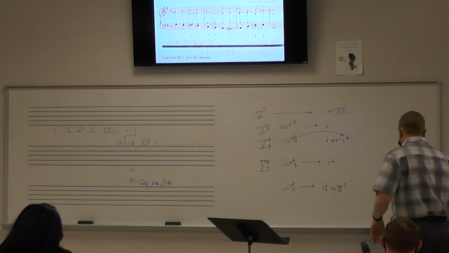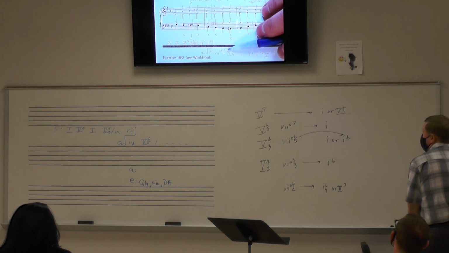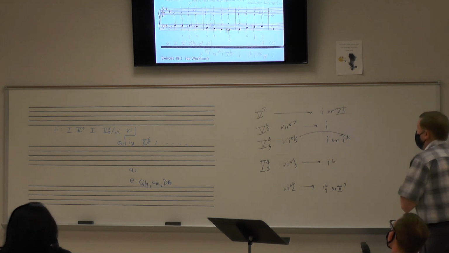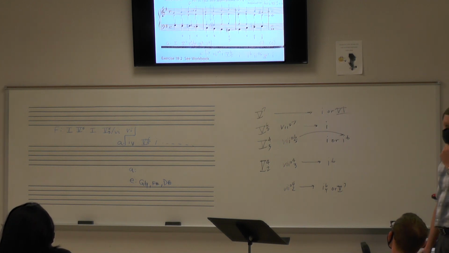I think if you went ahead and analyzed this as a 7 diminished 6 of 2, and then you have the pivot chord here, 2 becoming 1, I would look at that and probably say, that makes sense to me, I would give you some good credit for that. Okay. Yeah.